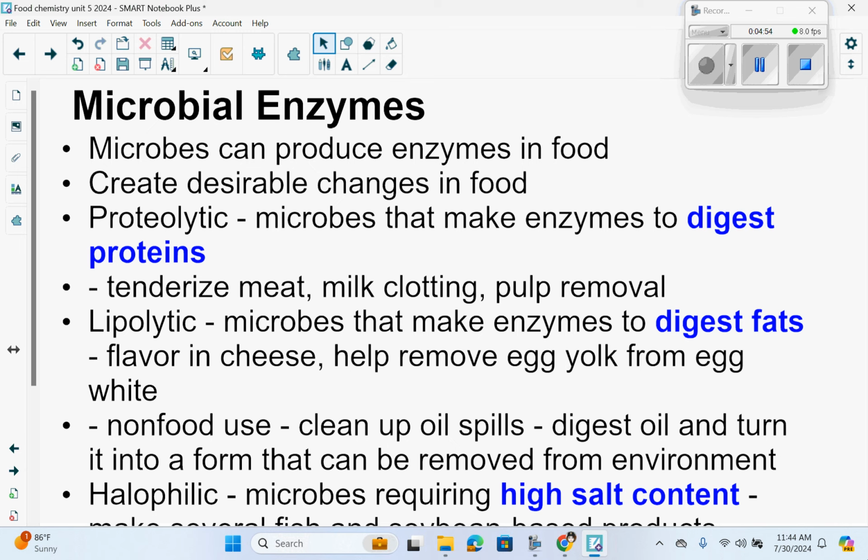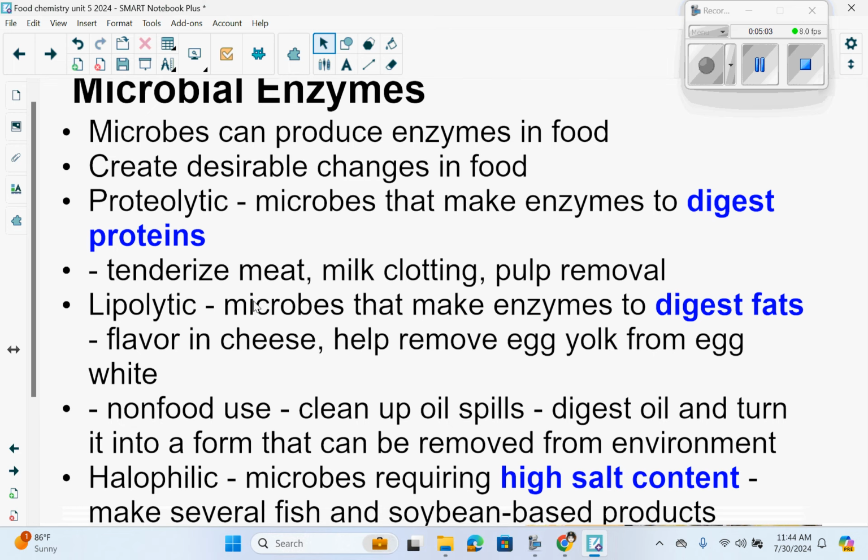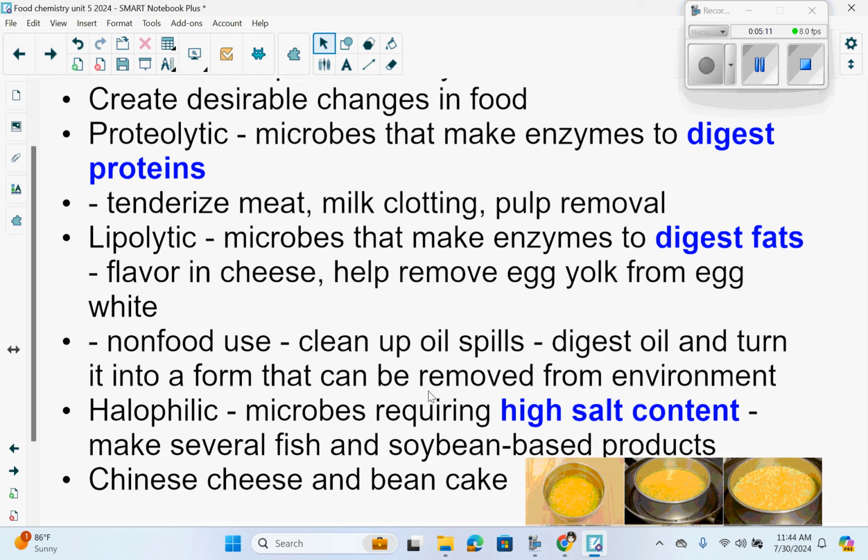Lipolytic microbes make enzymes to digest fats. These would provide flavor in cheese and help remove egg yolk from egg whites. A non-food use would be to clean up oil spills. They would digest oil and turn it into a form that could be removed from the environment.